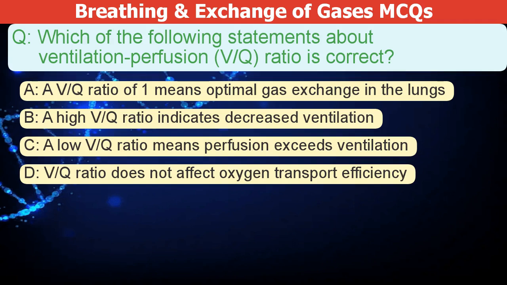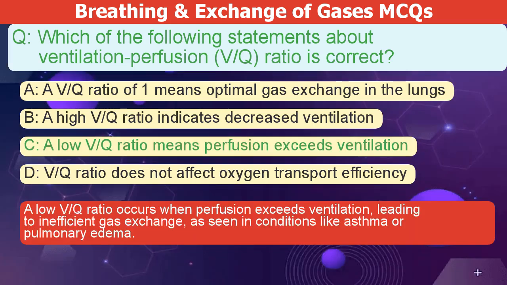Which of the following statements about ventilation perfusion, VQ, ratio is correct? A. A VQ ratio of 1 means optimal gas exchange in the lungs. B. A high VQ ratio indicates decreased ventilation. C. A low VQ ratio means perfusion exceeds ventilation. D. VQ ratio does not affect oxygen transport efficiency. The correct answer is C. A low VQ ratio occurs when perfusion exceeds ventilation, leading to inefficient gas exchange, as seen in conditions like asthma or pulmonary edema.